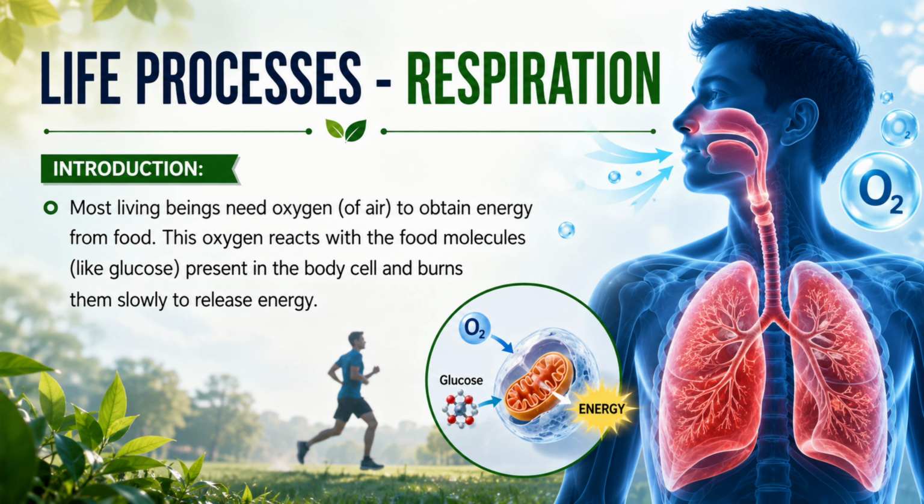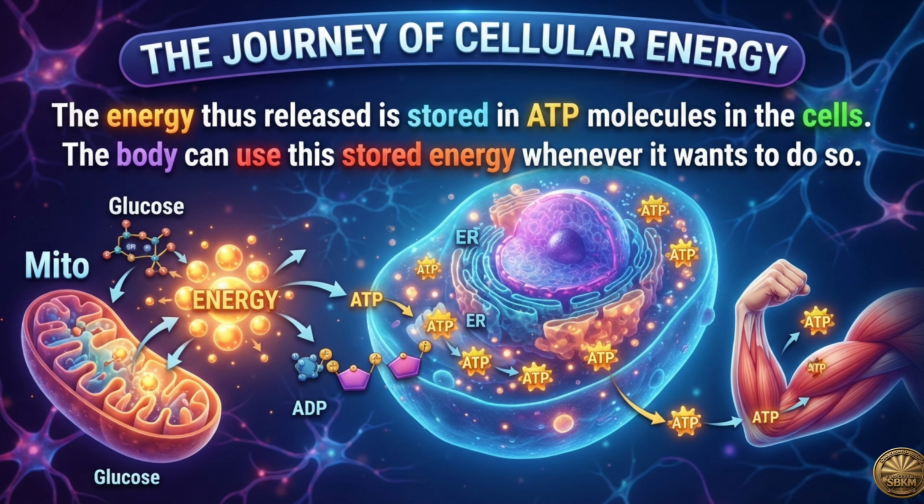Most living beings need oxygen from air to obtain energy from food. This oxygen reacts with food molecules like glucose present in the body cell and burns them slowly to release energy. The energy thus released is stored in ATP molecules in the cells. The body can use this stored energy whenever it wants to do so.